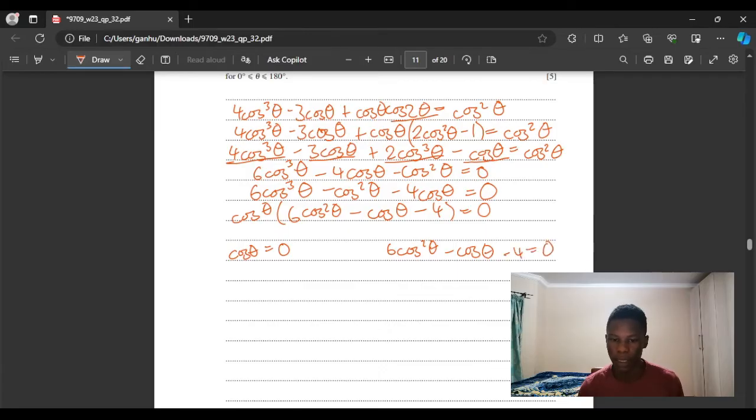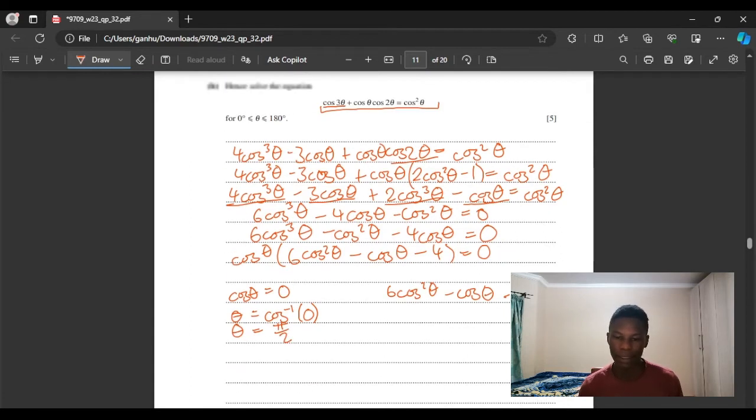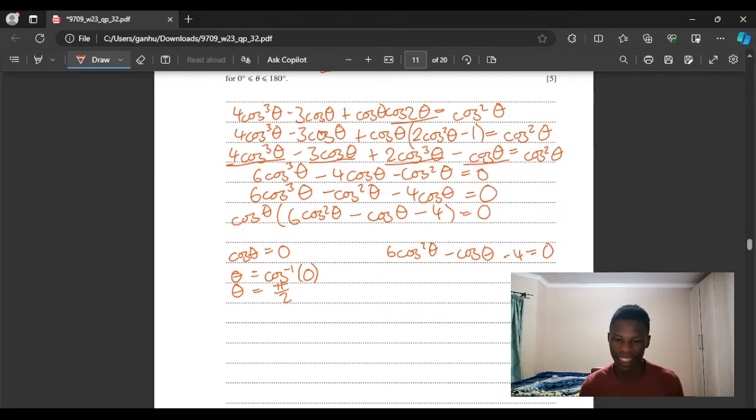So theta is equal to arc cos of 0. Arc cos of 0 is equal to pi over 2. Let's see what that is in degrees. Oh my, okay. So this is 180 degrees. So this would be 90 degrees, and this would serve as our principal value. So PV is equal to 90 degrees.